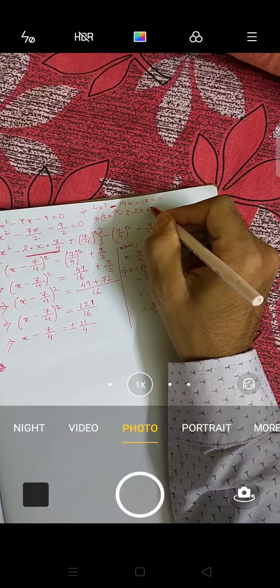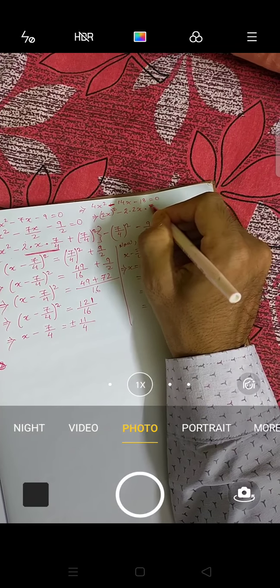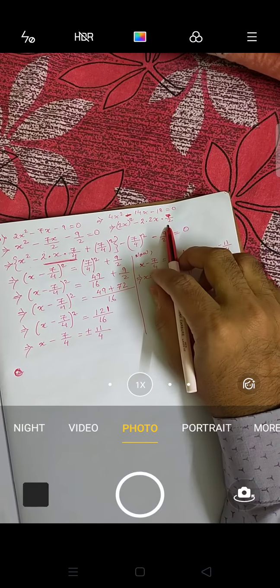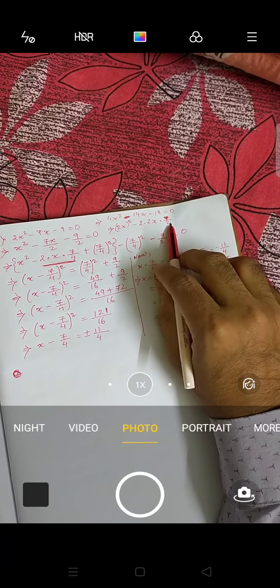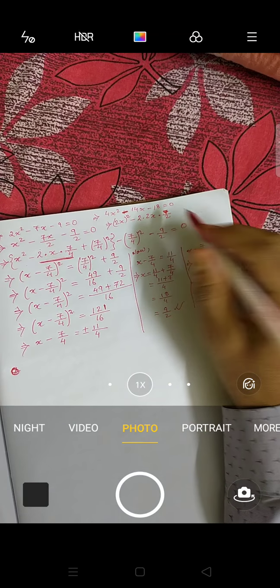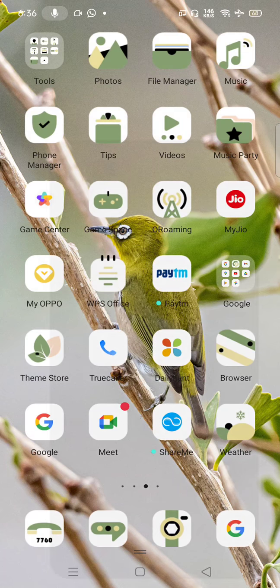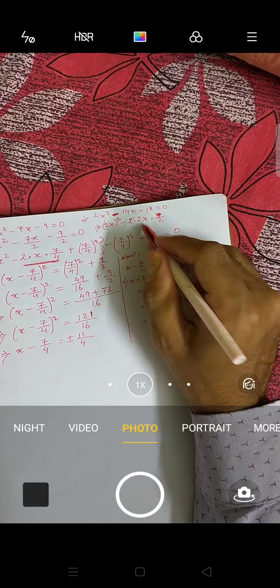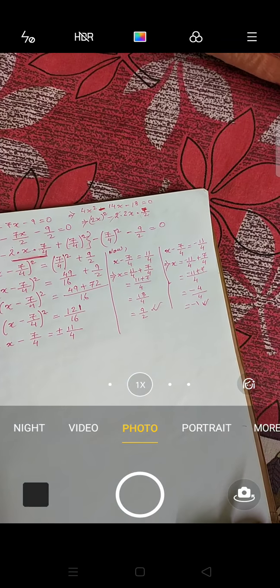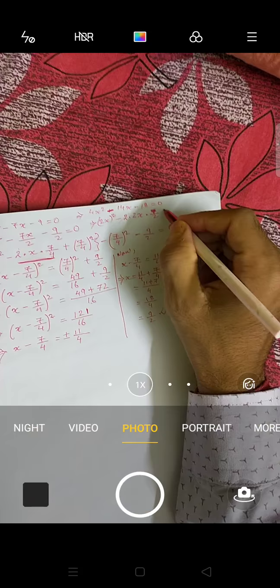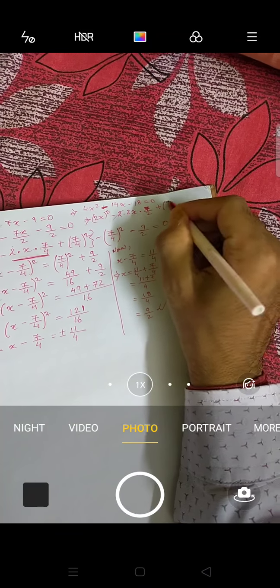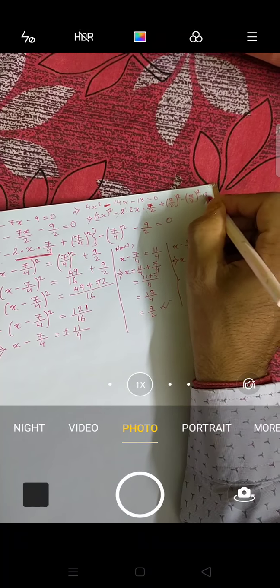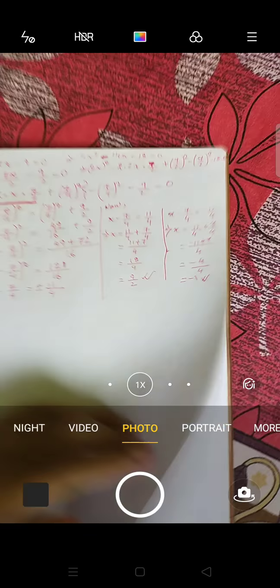Instead of that, can I take 7 by 2? If I take 14 by 4, then both will be cancelled, right? So instead of taking 14 by 4, I can take 7 by 2. So this 2 and this 2 will be cancelled. We will be having minus 14. Correct? And then plus 7 by 2 whole square minus 7 by 2 whole square minus 18 equals to 0. This way you can try. Okay?